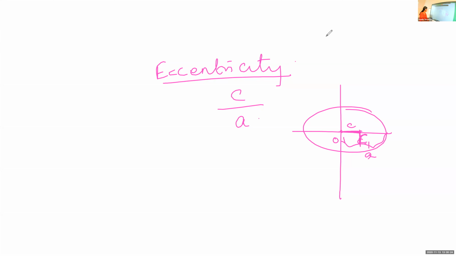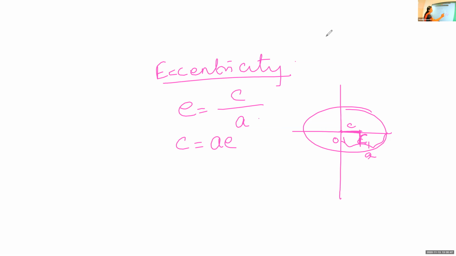Is it correct? So this ratio C by A is called the eccentricity of the ellipse, and we denote this as E is equal to C by A. So what is C? From here, C will be AE.